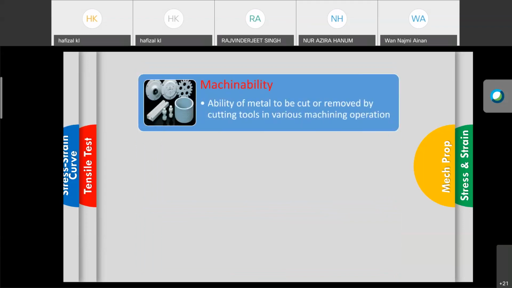Then we have machinability. Machinability is the ability of a metal to be cut or removed by cutting tools in various machining operations. Nowadays, previously we mainly used stainless steel because of its hardness compared to other materials, and it can also be machined, so that we can use a cutting tool to cut it at minimum cost.